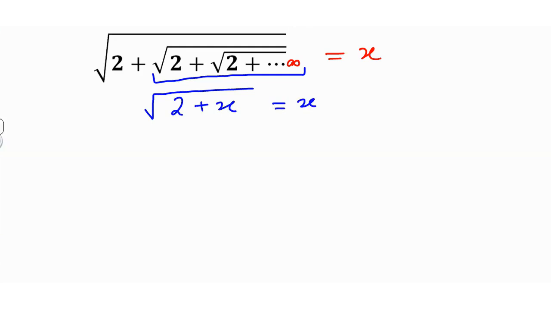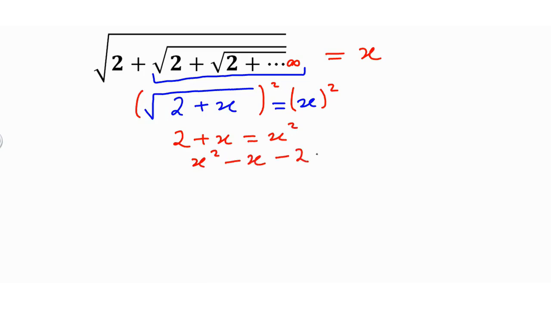Now to solve this, we can square both the sides. We'll get 2 plus x equals x square. This is a very simple quadratic equation. We can bring all of these things on one side. So it is x square minus x minus 2 equals 0. We can factorize it or you can use the quadratic formula.